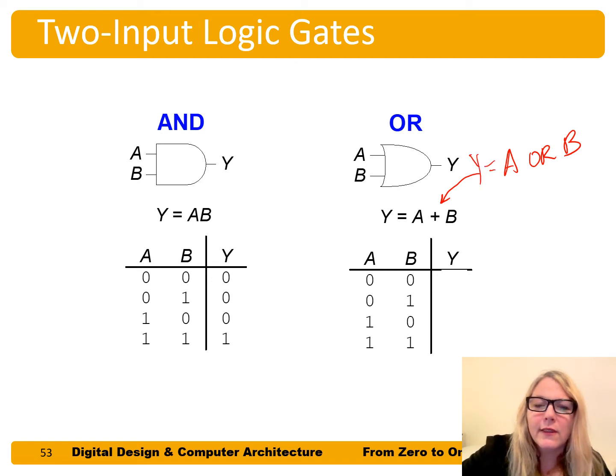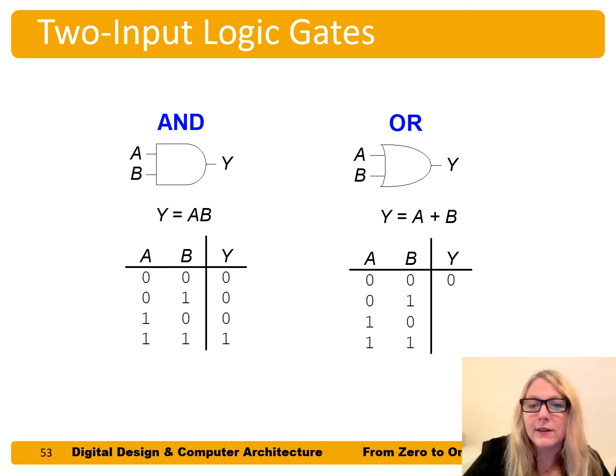And so this output, Y, is going to be true if any of the inputs are true. Right? So here we have B being true, so that makes the output true. Here we have A being true, that makes the output true. And here we have both of them being true. And so the only case that this is not true is in that top case where neither of the inputs is true or 1. In every other case, the output is 1.